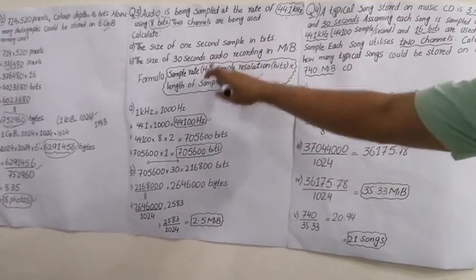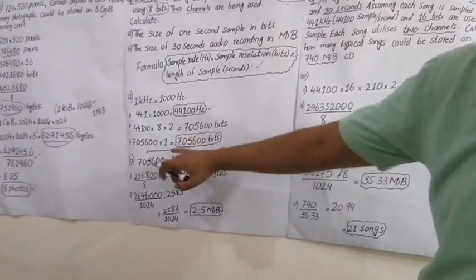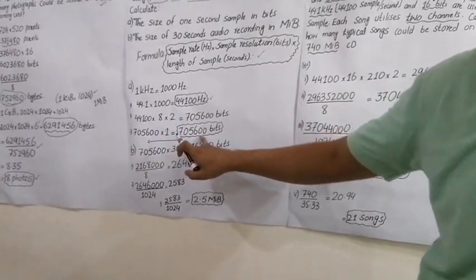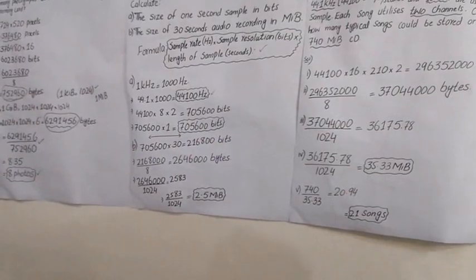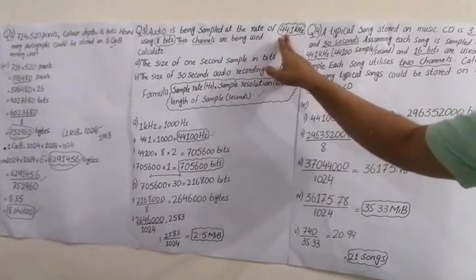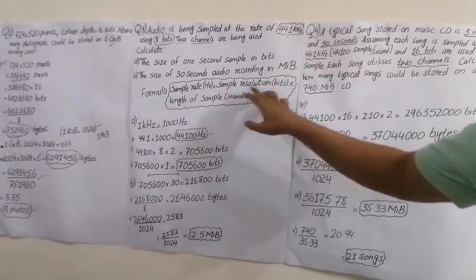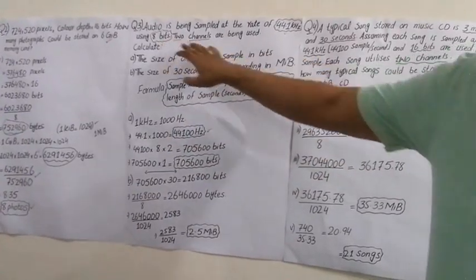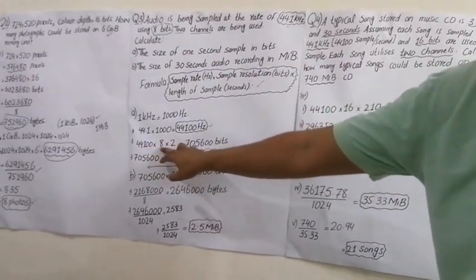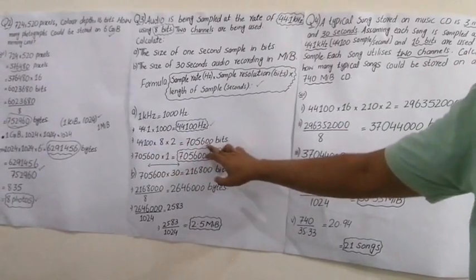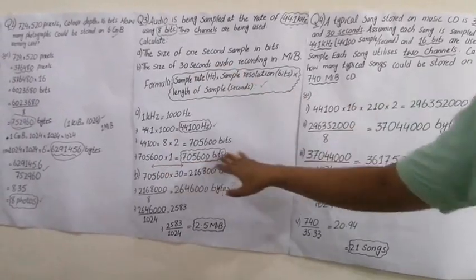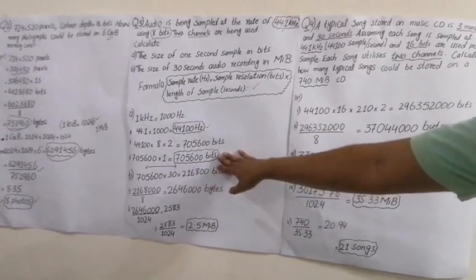So there is no need to write 1 here, because it's already understood. As you can see here, we have multiplied the value of bits with 1, so it's the same. What I have done here is I have taken the sample rate in hertz that was given in kilohertz, and converted it into hertz. Then sample resolution, 8 bits, and 2 channels are being used. So 44,100 multiplied by 8 multiplied by 2, we got this value in bits, and then we multiply it with the time, that is 1 second. So after that we have the same value here.